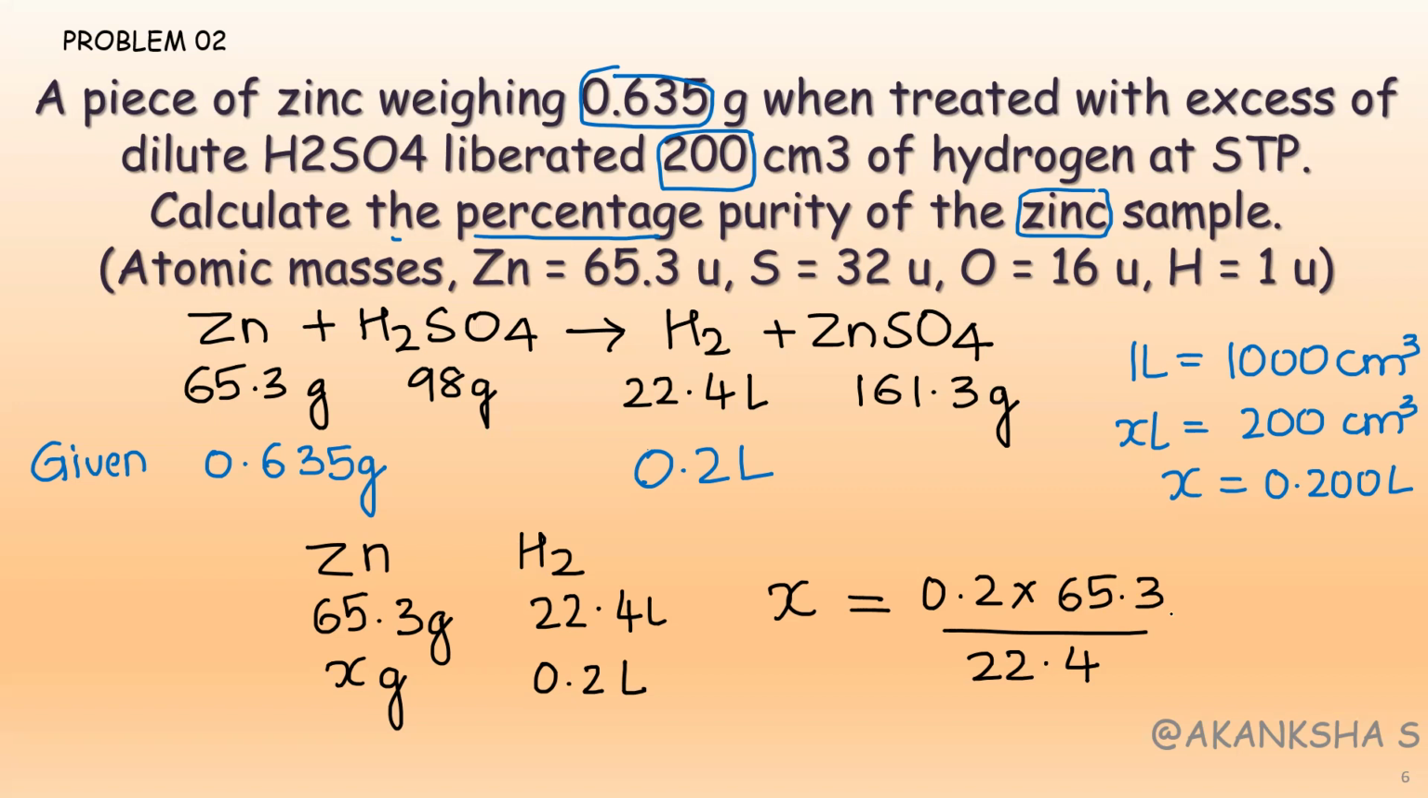0.2 into 65.3 would result, I guess, into 13.06. And this would be 22 by, okay. So your value of X, that is zinc, in the sample right now would come approximately near to 0.5859. Okay, so 0.58 or 59 gram of zinc is present in the sample.